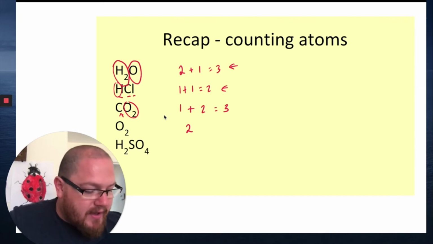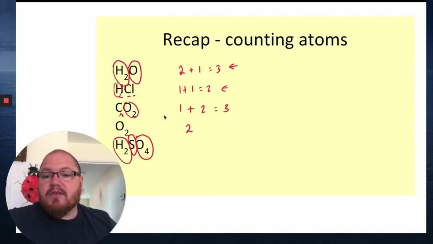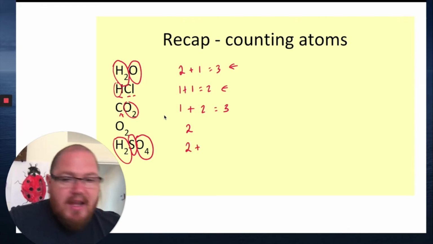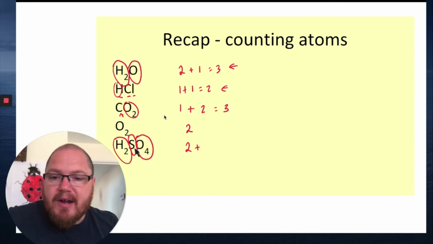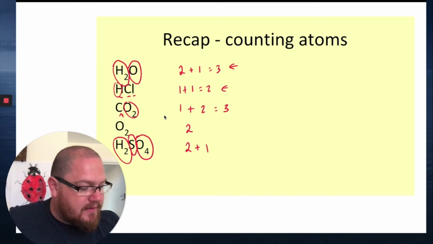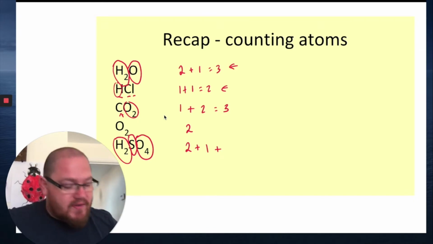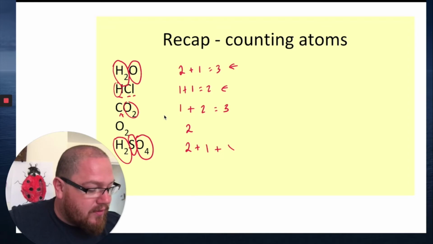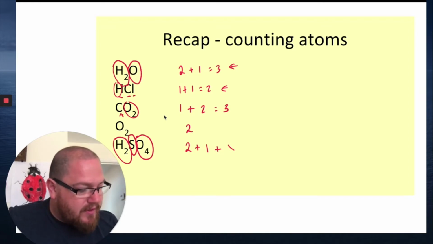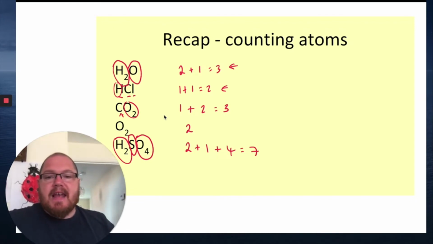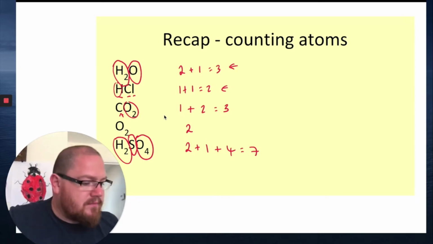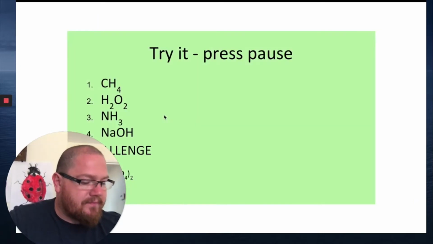Here's a bigger one. I've got my H, my S, and my O. So I've got 2 hydrogens. I've only got 1 sulfur, S, because there's no number after it. And I've got 4 oxygens, because there's a number 4 after oxygen. So 2 plus 1 is 3, plus 4 is 7. Have a go with this yourself. On the next slide, see how we do. Press pause.